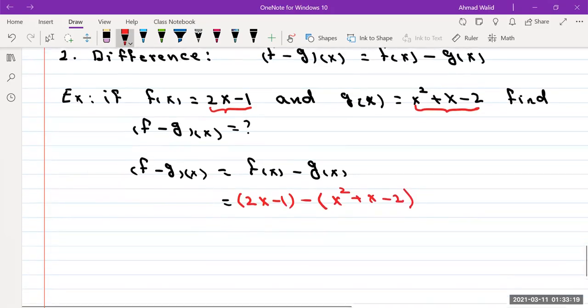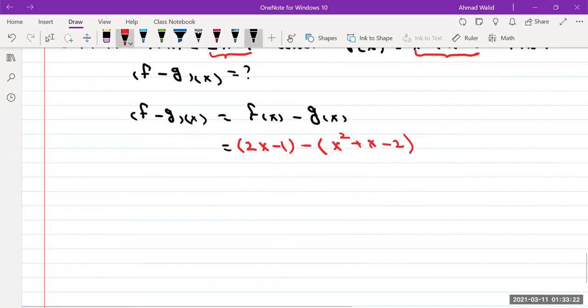Now, here, your parentheses is really important because look, if I don't use parentheses here for the second function, if I do by mistake somehow, if I write like this, negative will only belong to x squared, correct? When you are using parentheses, you distribute the negative to all terms. You see, all the signs inside the parentheses will change.